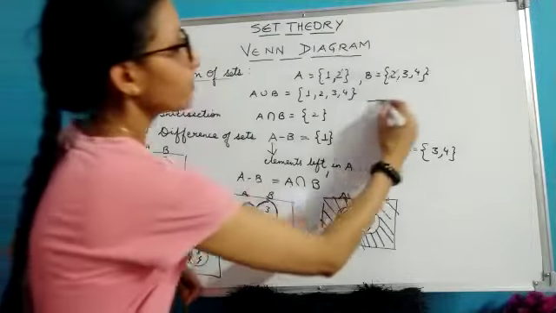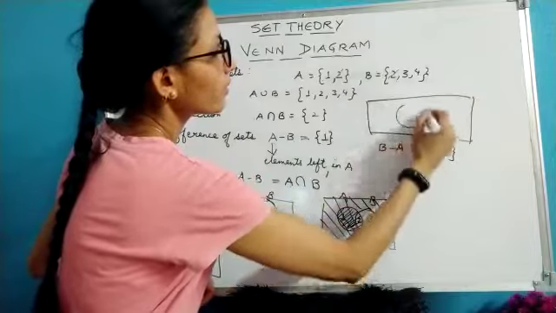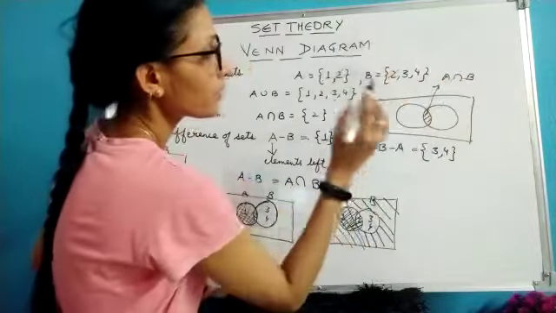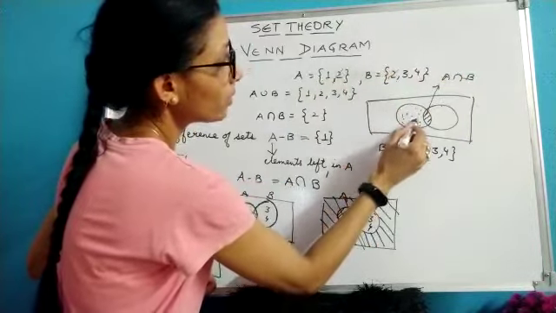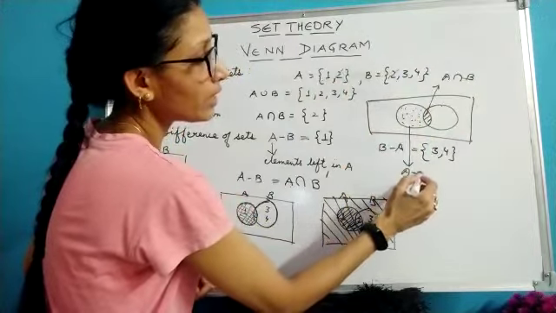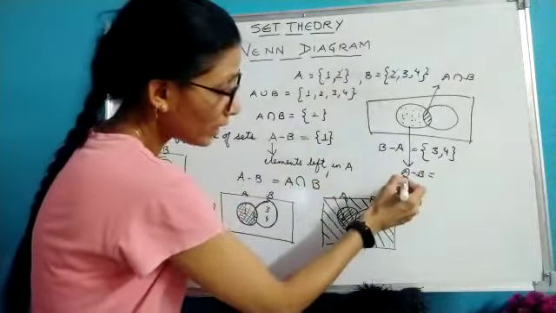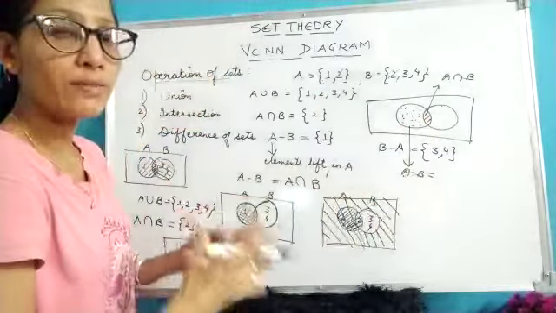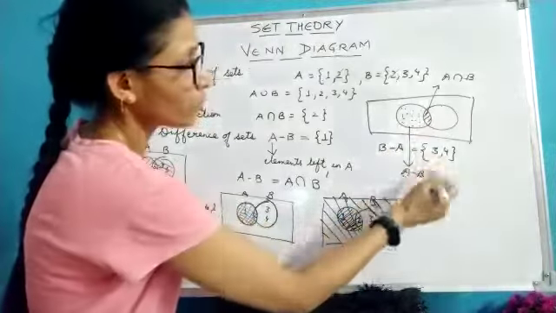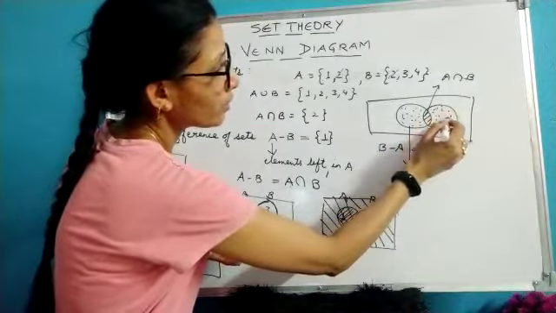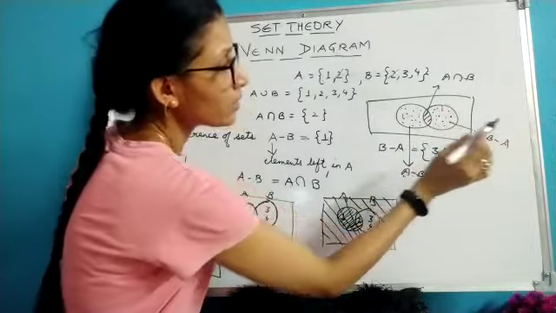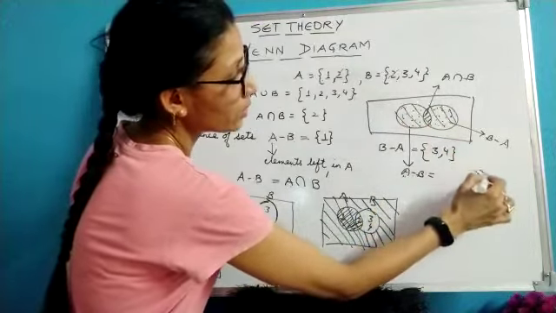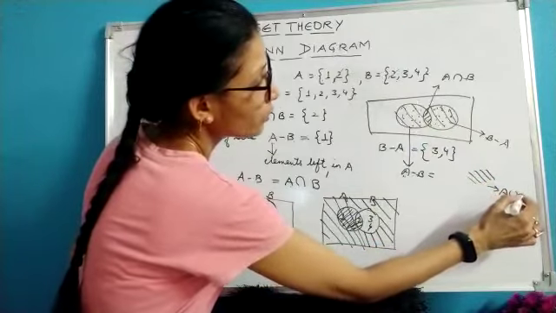So here I can conclude that this part represents A intersection B. Only this dotted part represents A minus B, which means only elements of A. A minus B, that means we are leaving the common part and just taking only the leftover elements of A. So this is the part of A minus B. If I shade this part, it represents B minus A, and this complete part, this type of shading, gives me A union B.